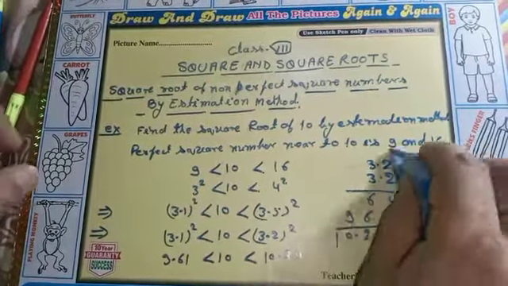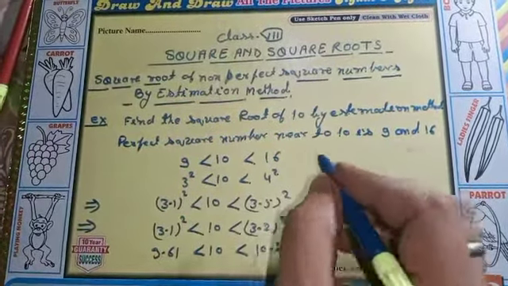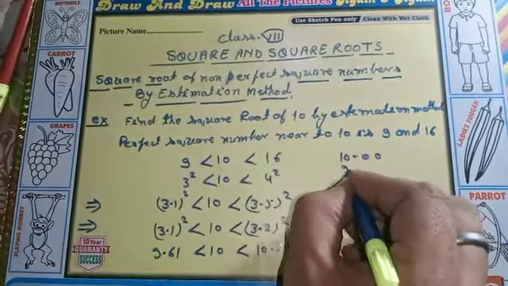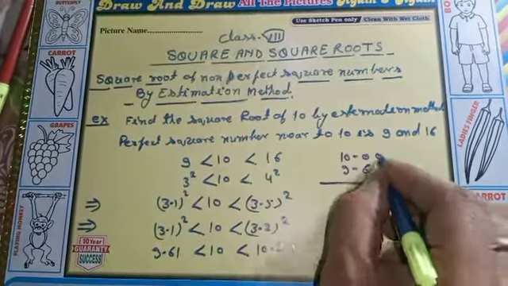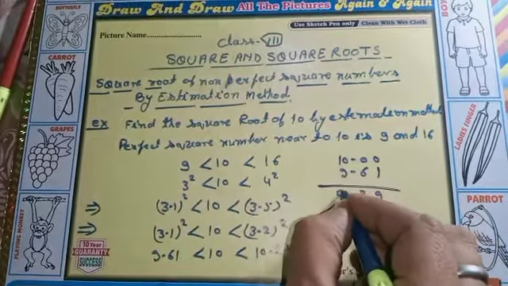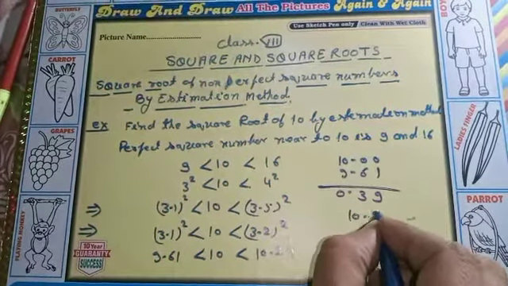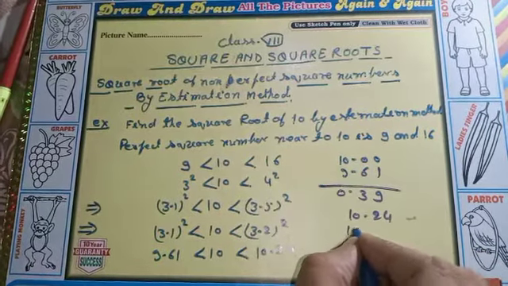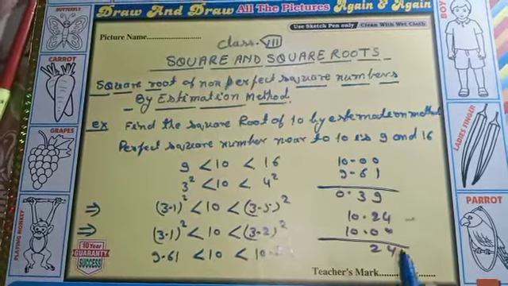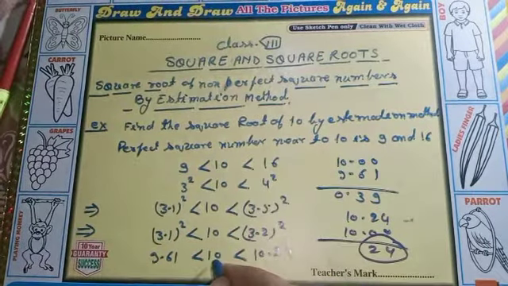Which number is nearer to 10? 10.00 minus 9.61 is 0.39, and 10.24 minus 10.00 is 0.24. This is less, which means 10.24 is nearer to 10.